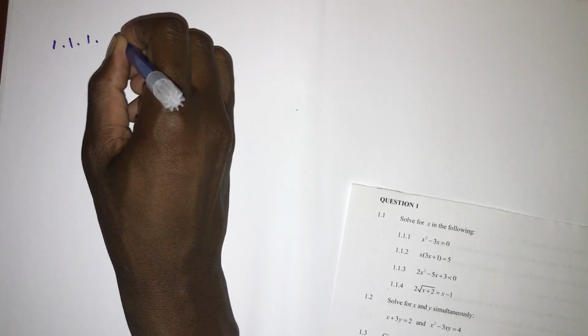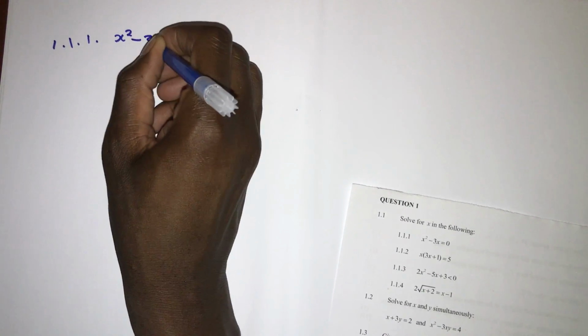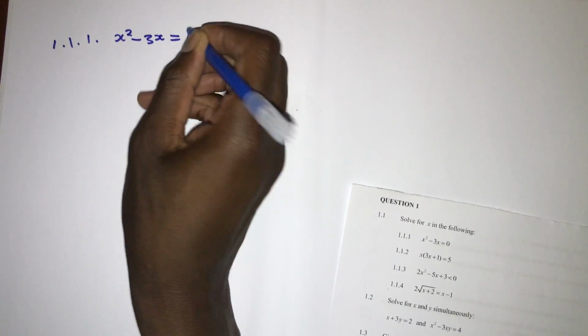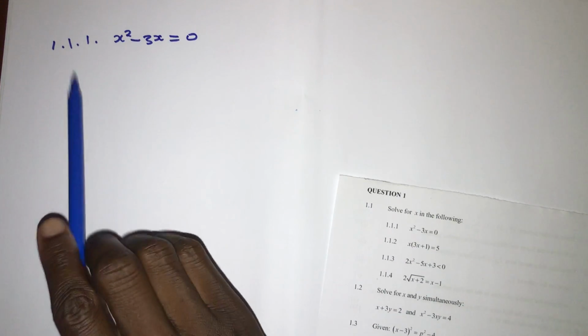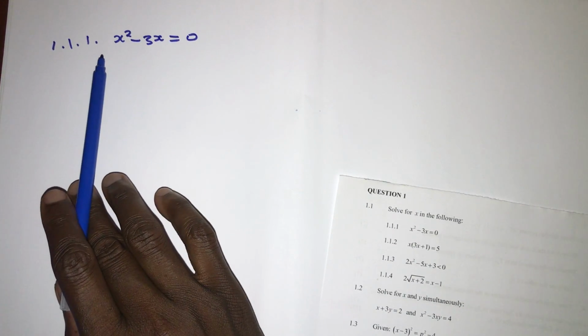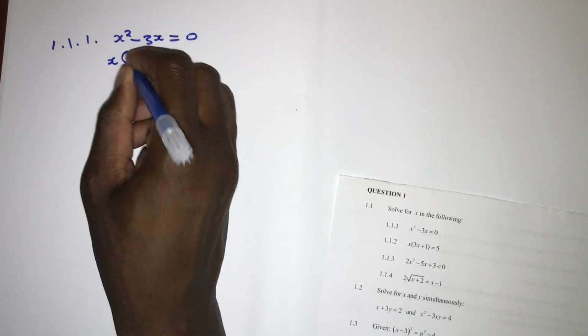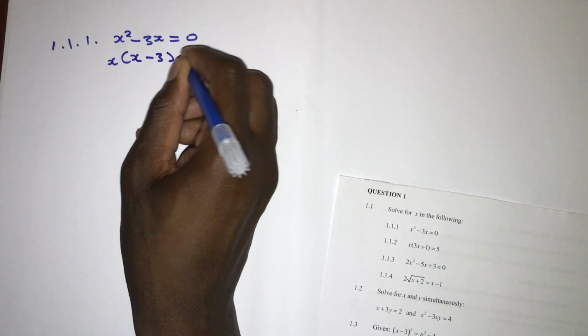So it says x squared minus 3x is equal to 0. So what are we going to do here? We're going to take out the common factor, x as a common factor. So with x, and since we took out x here, we're left with only 1x, then minus 3 is equal to 0.